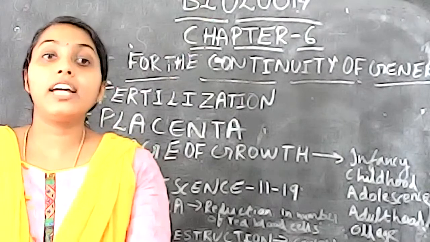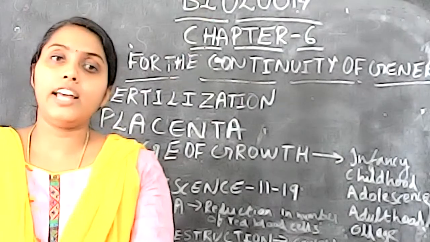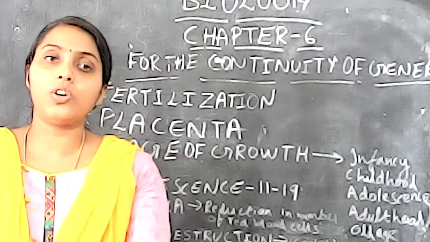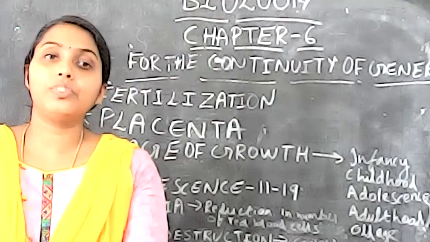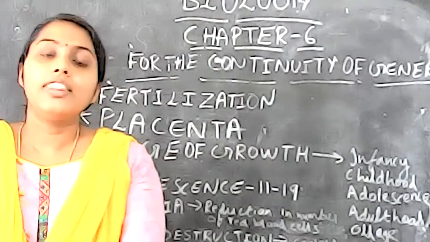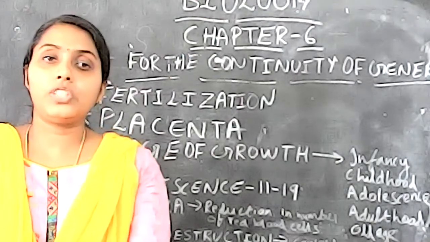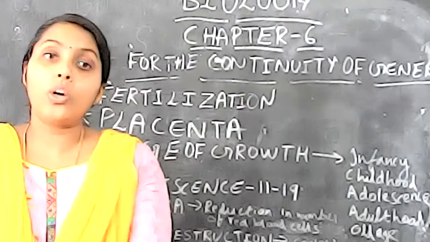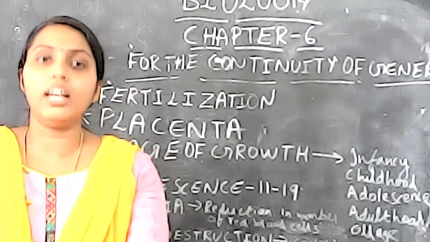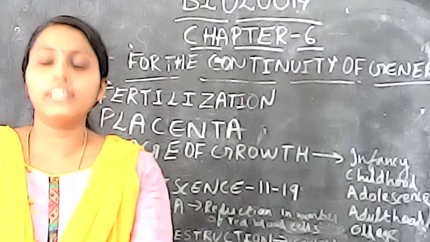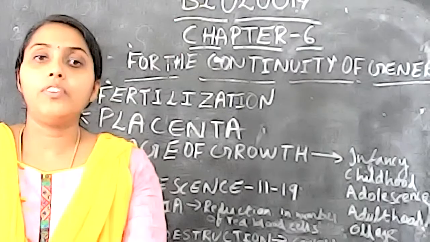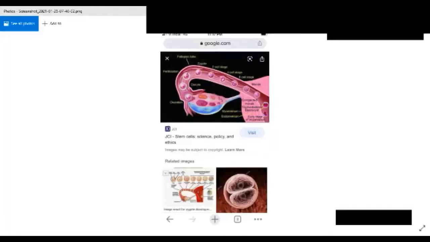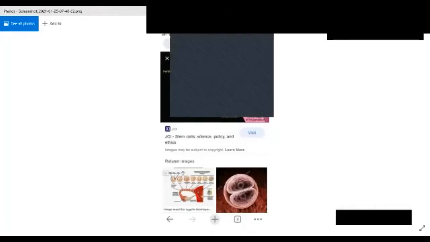And we have studied that if fertilization does not occur in the females, what happens? That's the reason for menstruation. Now we are going to study what happens when fertilization occurs.